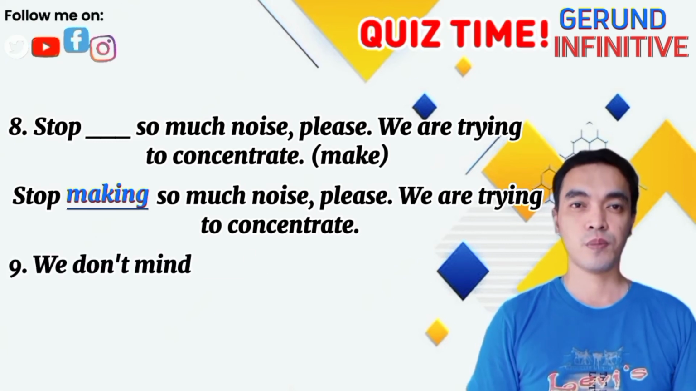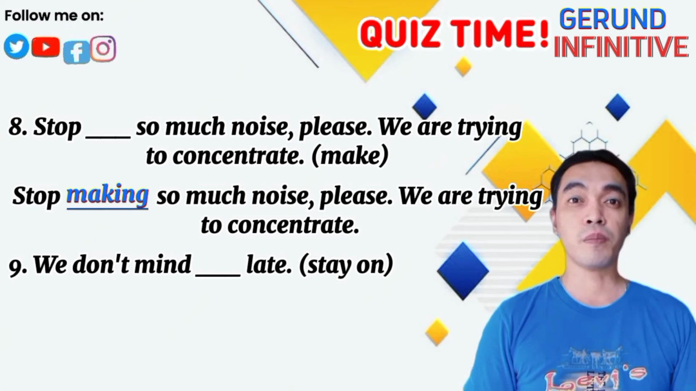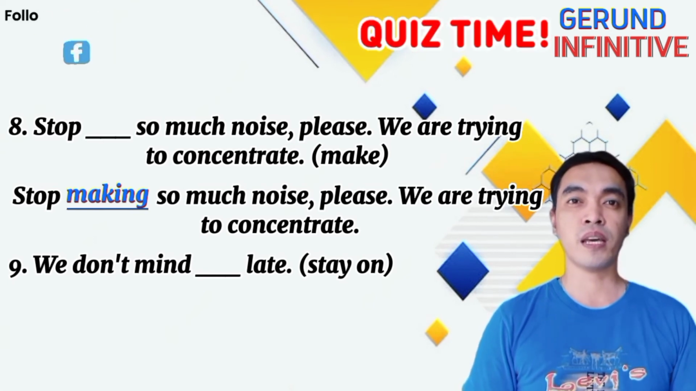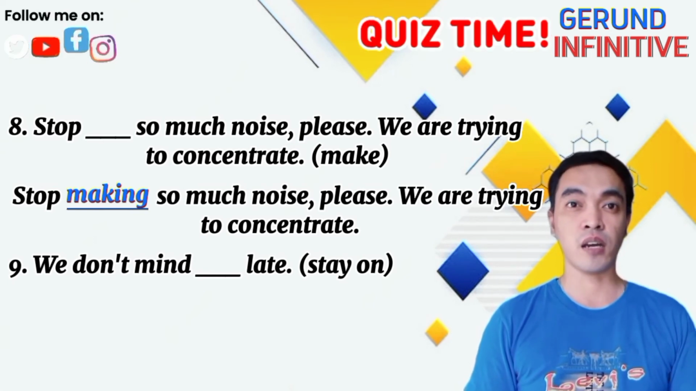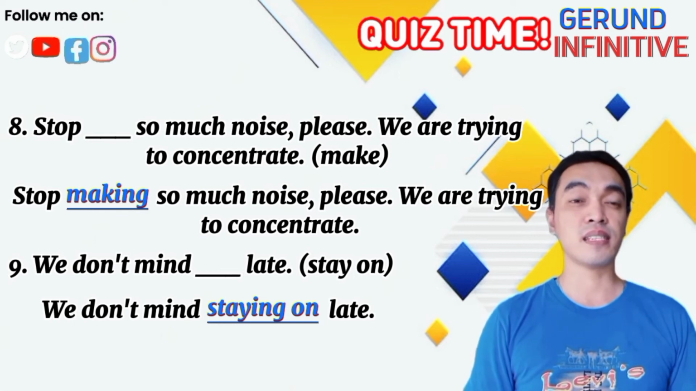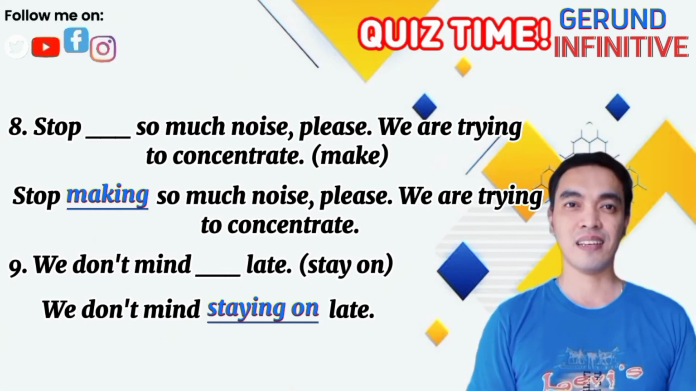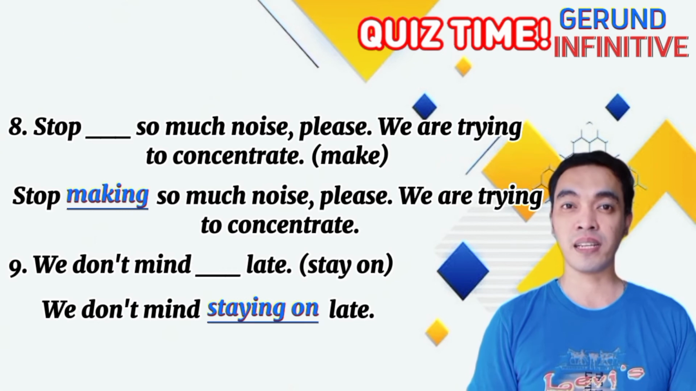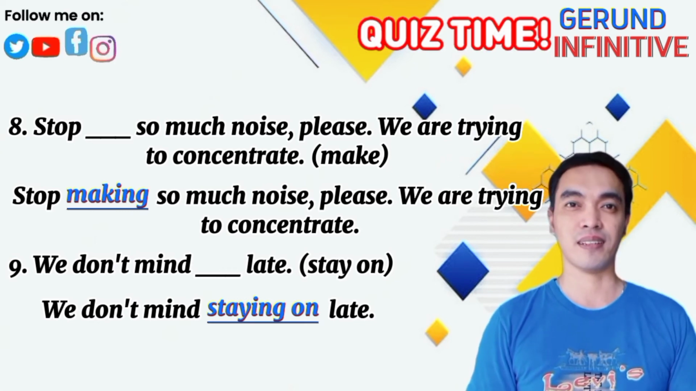Number 9. We don't mind late. And the verb we're going to use is stay on. The solution is: we don't mind staying on late. We use a gerund to mind doing something.